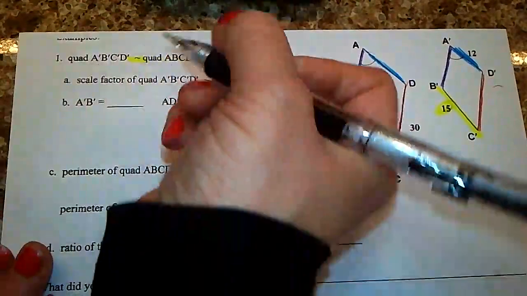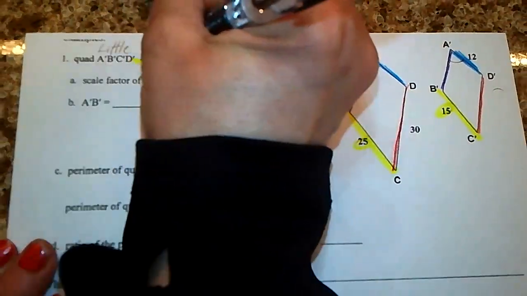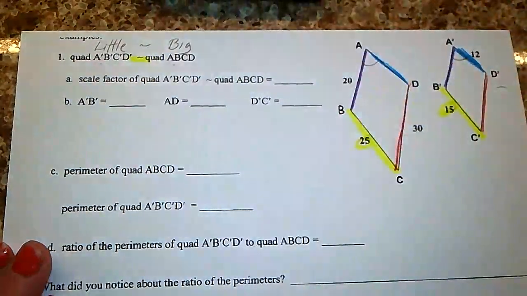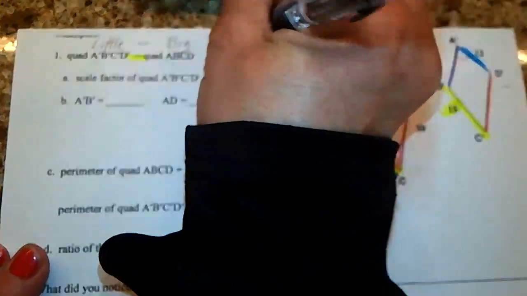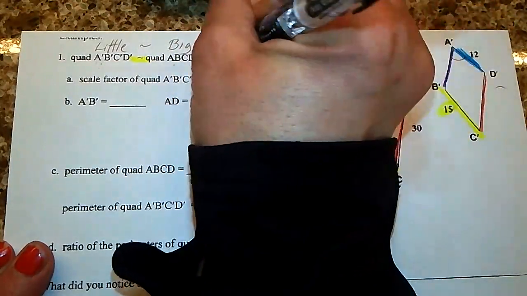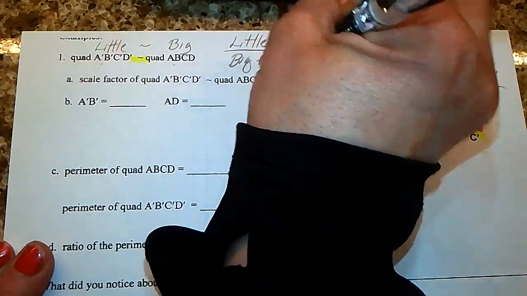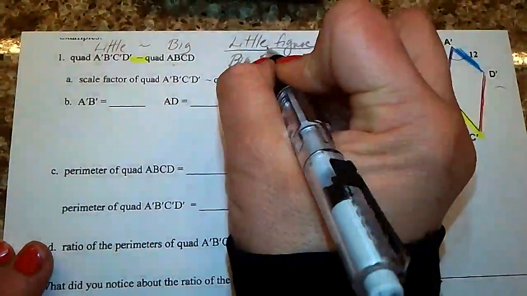And if you look at this picture here is the little figure. This is telling us that the little figure is similar to the big figure. So we're going to write a ratio there of the little figure over the big figure. Okay, little figure over big figure. This is how we're going to come up with our scale factor there.